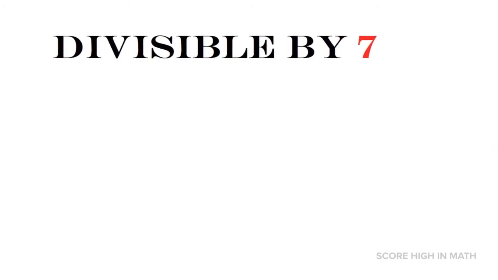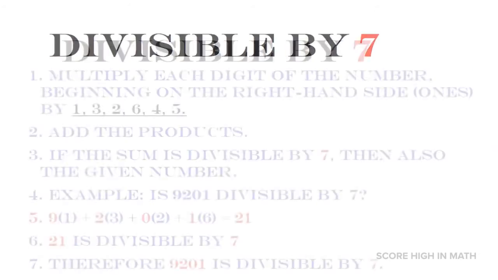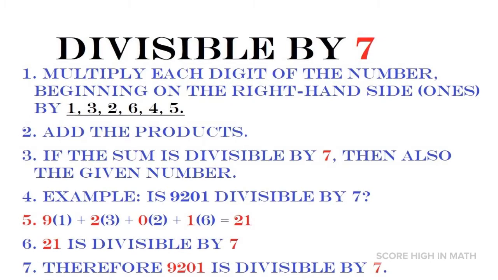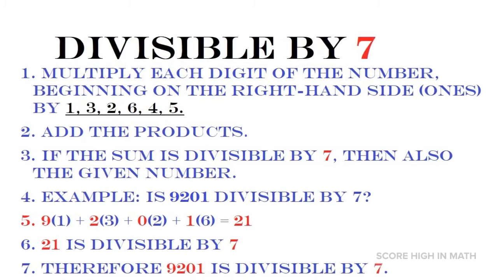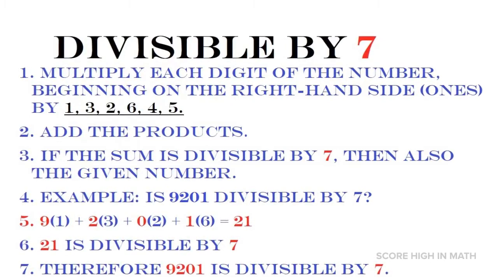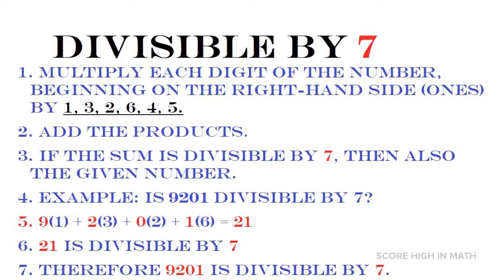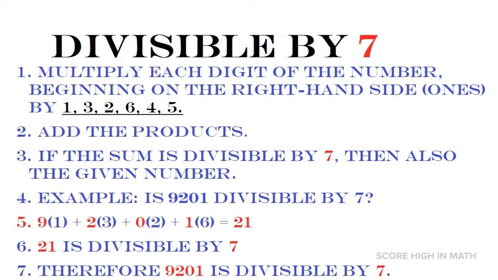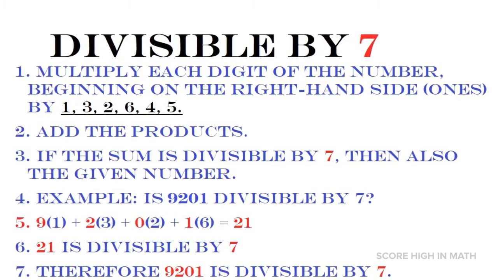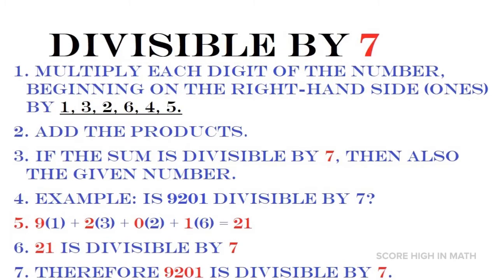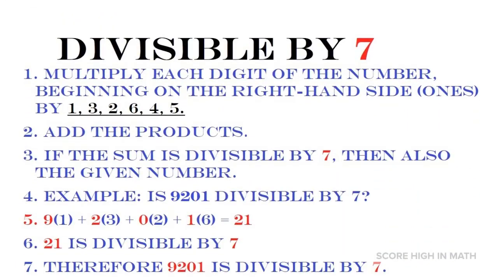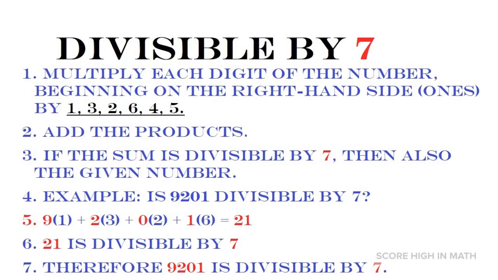Let us proceed to the numbers divisible by 7. I want you to remember these steps. Number 1, multiply each digit of the number, beginning on the right-hand side, by 1, 3, 2, 6, 4, 5. Then, add the products. If the sum is divisible by 7, then so is the given number.